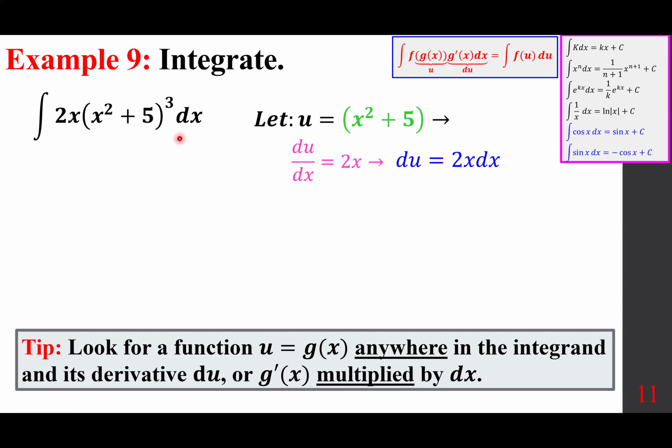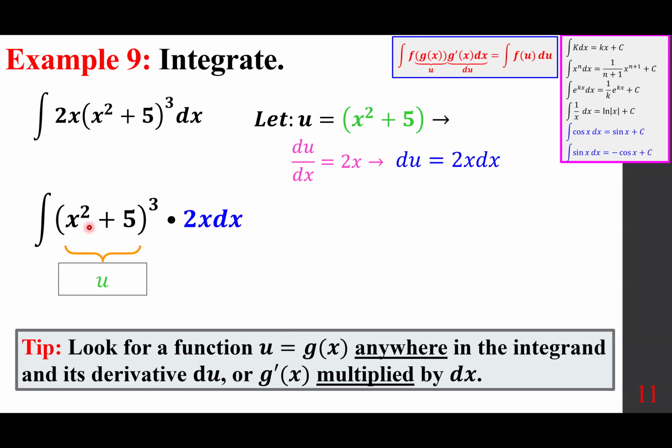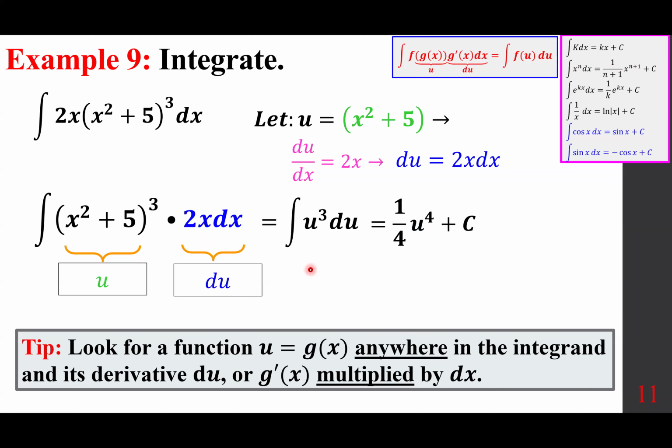Now, I'm going to move things in a manner that it becomes clear. This is u, and this is du. So you have u cubed du. And that means the power rule: 1/4 u to the power of 4 and a constant. And u can be replaced with x squared plus 5, the reverse substitution. That's the final answer.